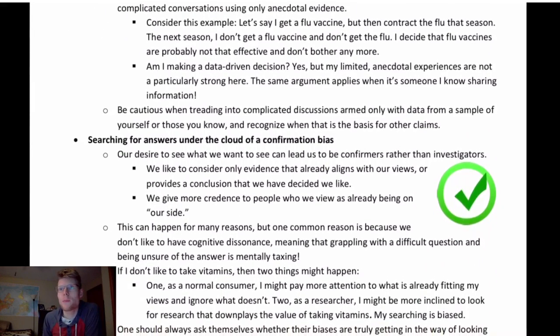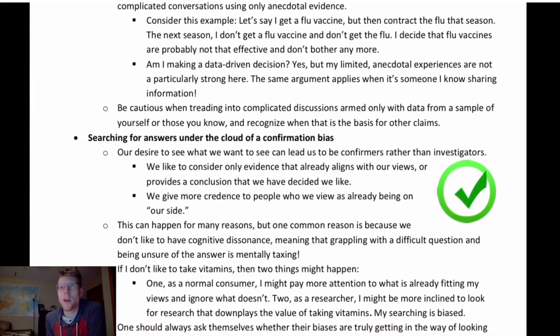And the third thing that I want to mention is just searching for answers under the cloud of a confirmation bias. So we as humans like to find information that already aligns with our views and provides a conclusion that we have already decided that we like. It's a lot harder to solicit information that goes against what we already think, because psychologically that creates cognitive dissonance, and that's a lot harder for us to grapple with. It's a lot easier for us to maintain a certain psychological status quo with what we believe and what information we'd like to find to support that.